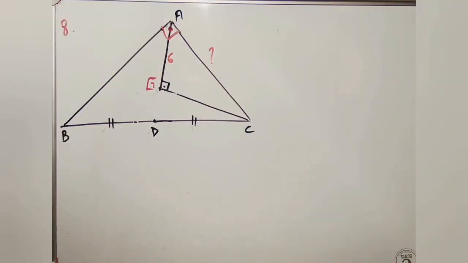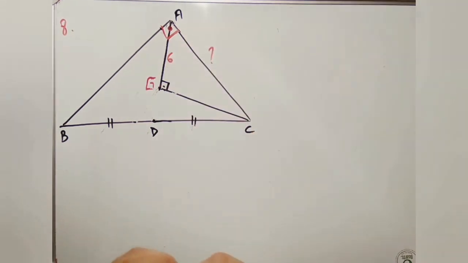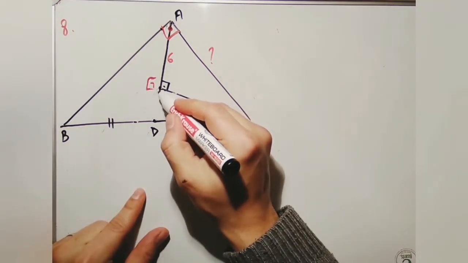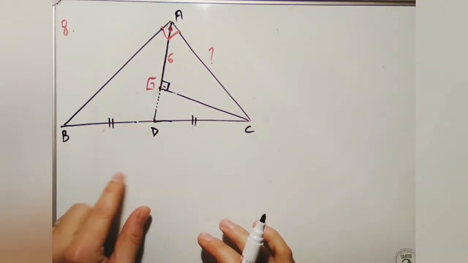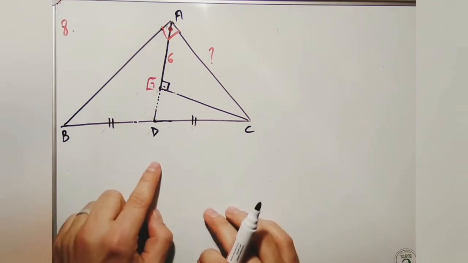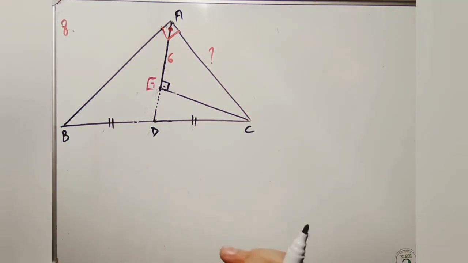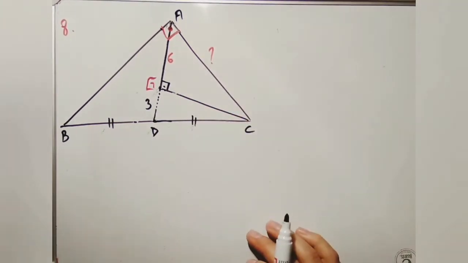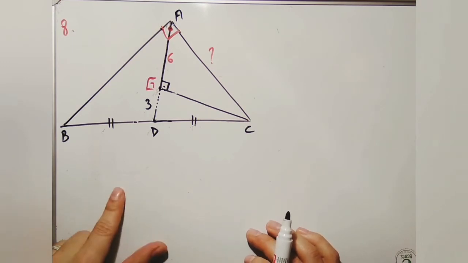In the following question 8, BAC is a right triangle and AG is perpendicular to GC. AG is given as 6 centimeters and we have to find the length of AC. First, I will like to start by extending line AG to the side BC. When we extend the line AG, the line intersects BC at point D. And according to the median theorem, AG is twice as long as GD, which means GD is 6 over 2, which is 3.